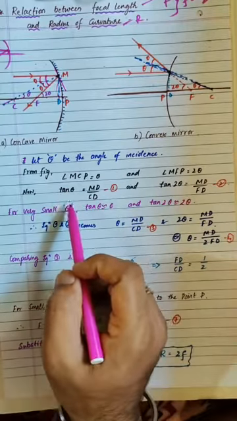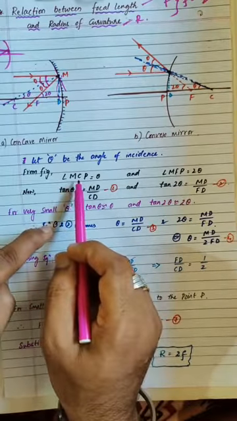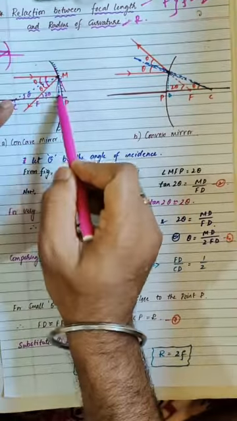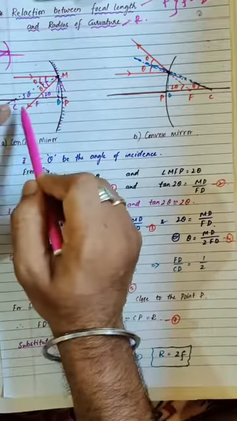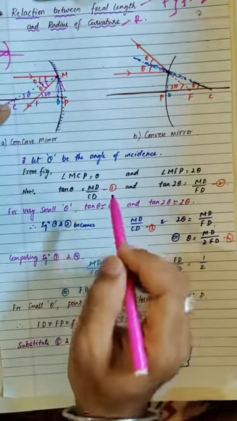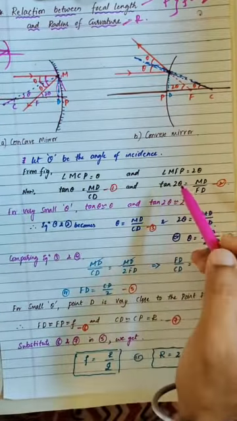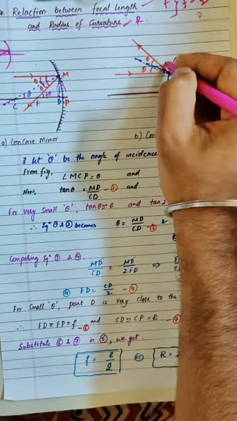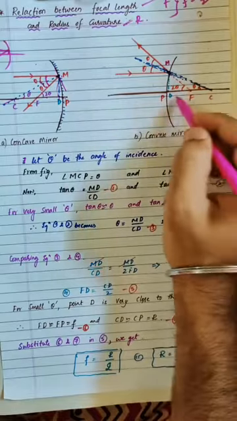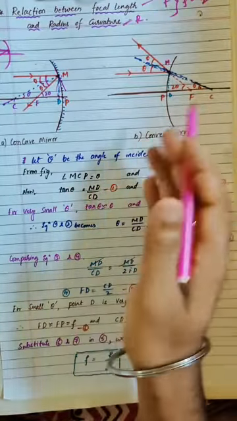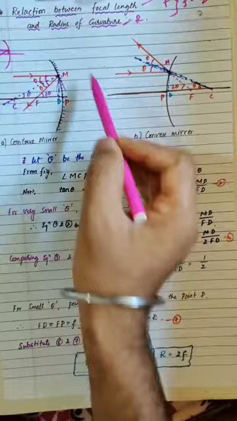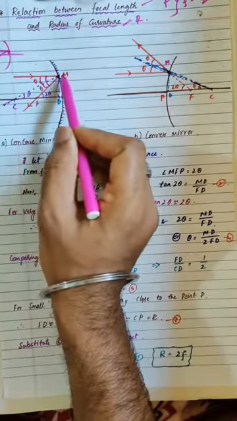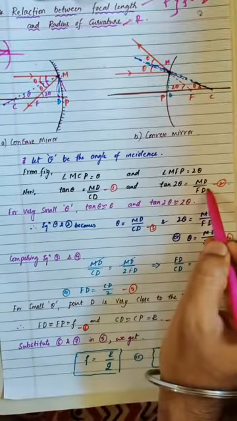Basically, in the triangle MCP, if we consider tan theta, then tan theta is equal to opposite by adjacent, that is MD divided by CD. Here also it is the same, so this is applicable here also. Anyway, we are going to focus on this particular figure. Now tan 2 theta is equal to MD divided by FD.